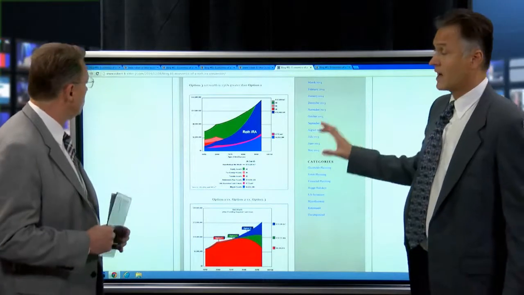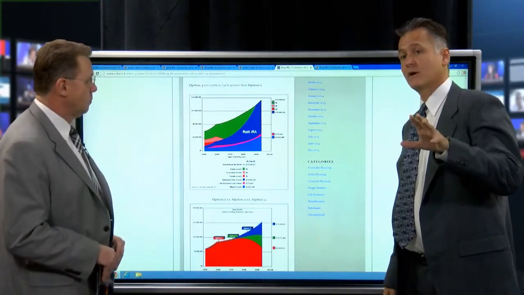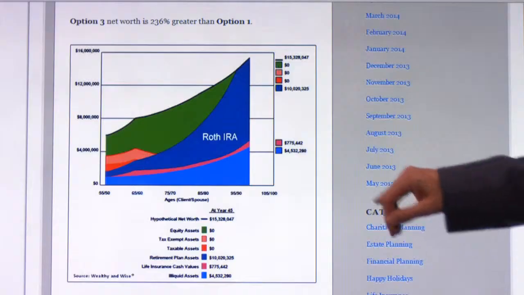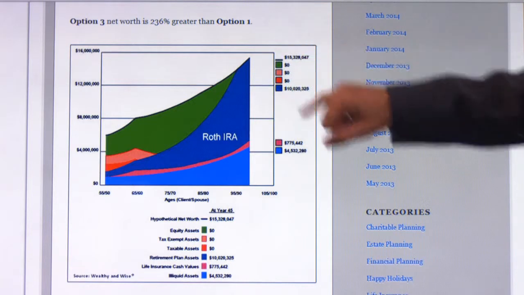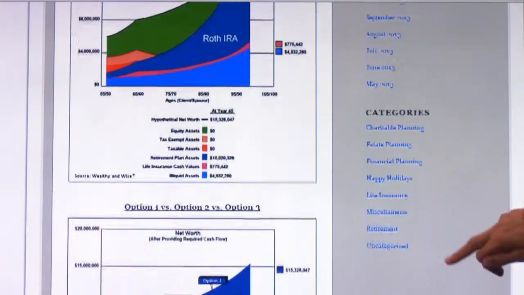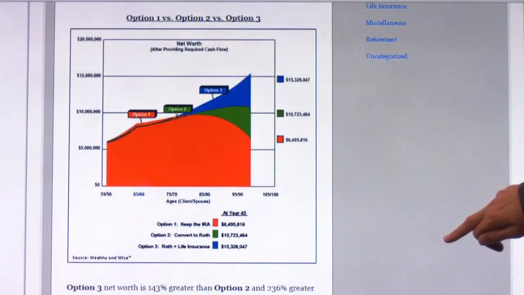Okay, so here's option 3, which is the Roth conversion and the purchase of the life insurance policy we just reviewed. So here you can see that the net worth grows to $15 million because of the efficiency of the tax accumulation and tax-free distributions. And then here you have a comparison.